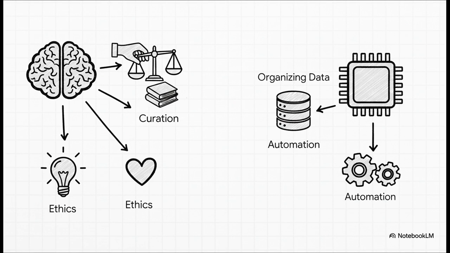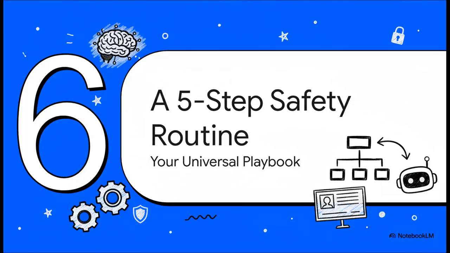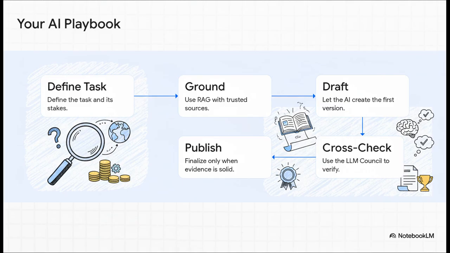For students, this is all about building proof-first learning habits. Always verify before you trust. So let's put it all together. We can boil all of these skills down into one simple, repeatable playbook you can use for any important task you do with AI. Here it is, your 5-step safety routine.